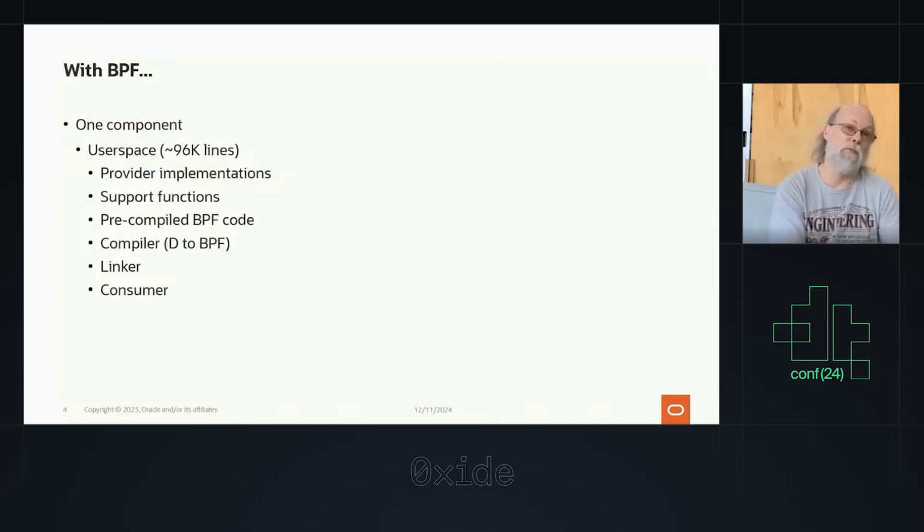Then there is also a bunch of support functions we need to essentially know how to implement dtrace actions. Again, nothing of this exists in the kernel, so this all is implemented in BPF code. And then there's support code for that. There's pre-compiled BPF code. Obviously, we compile D directly into BPF instructions. And now we have a linker that meshes it all together and creates something that actually works.